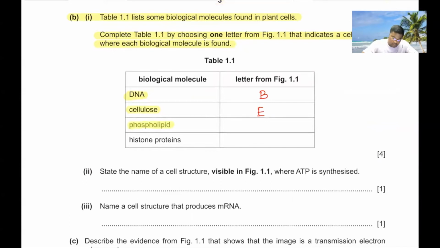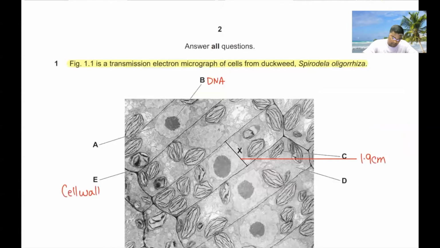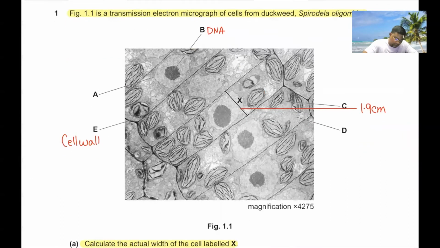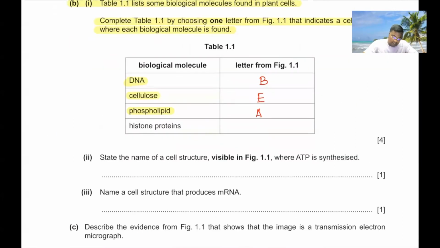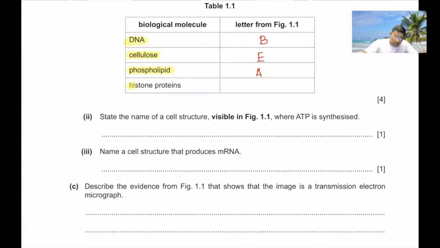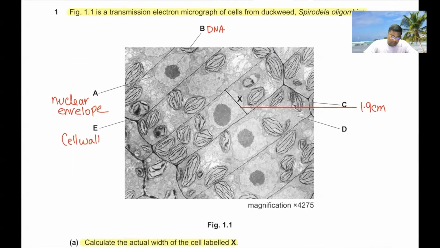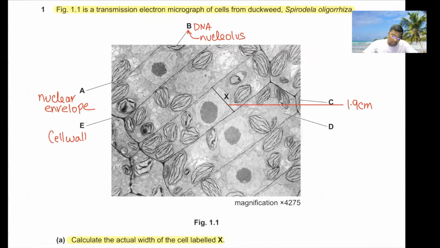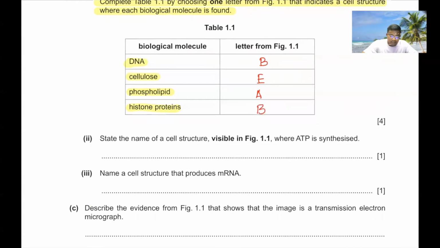Phospholipid will be found in membranes, and we can see A represents the nuclear membrane, the nuclear envelope. So for phospholipid, A is the correct answer. Histone proteins can also be found in the nucleolus. So B is the nucleolus, and we can find histone protein in the nucleolus as well. So B is the answer.